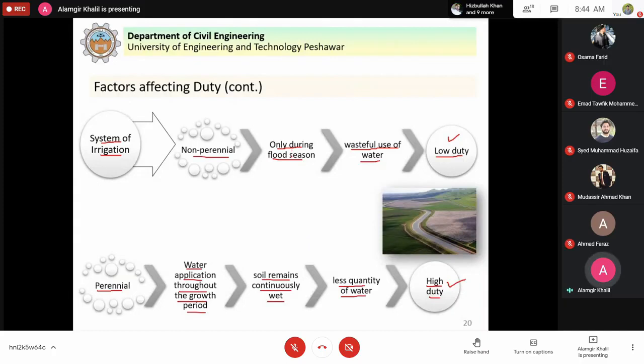So during the flood season, we supply more water, you can see here, than is actually required. This results into wasteful use of water and consequently the duty of water is low. But in a perennial system, we already have the water that we can supply. So soil remains continuously wet. This will result into less quantity of water and the result would be a high duty of water.